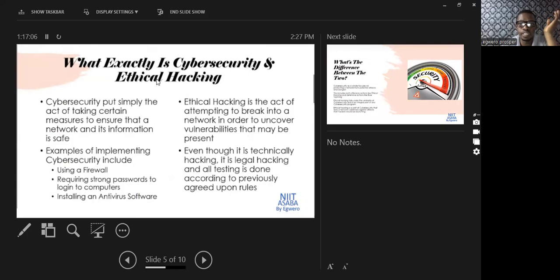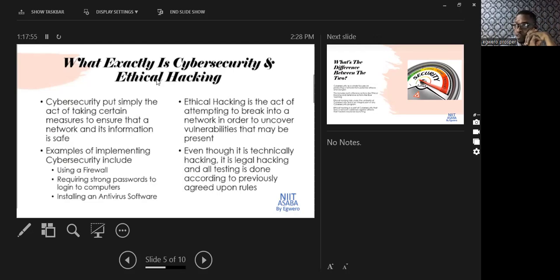So let's quickly compare the differences. What exactly is cybersecurity and ethical hacking, so that you don't mix them up? Cybersecurity, put simply, is the art of taking certain measures to ensure that a network and its information is safe. That is going to be your singular responsibility. While ethical hacking is the art of attempting to break into a network in order to uncover vulnerabilities.